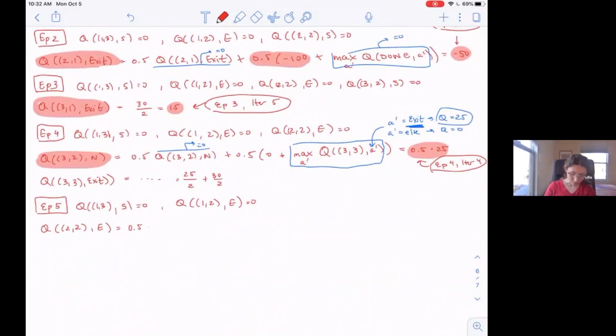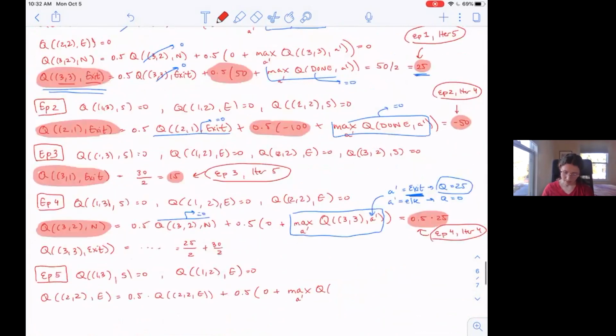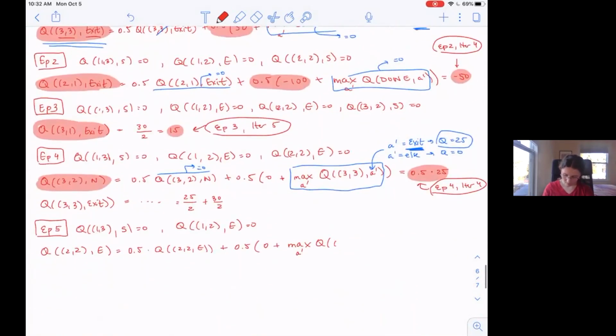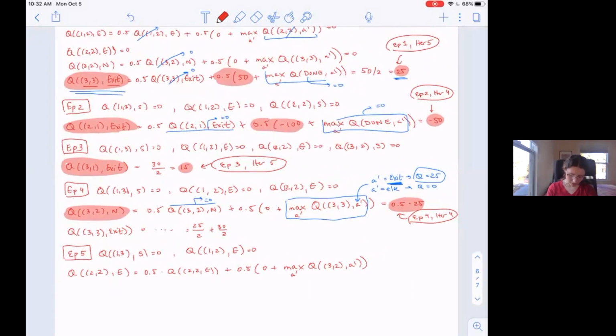So let's write down 0.5 times our old Q value at 2, 2 east, plus 0.5 times our immediate reward is just 0, plus max over the Q value at the next state, which the next state here is going to be 3, 2. So 3, 2, A prime. Well, so far, we've never updated Q of 2, 2 east to be anything interesting, so it's just going to be equal to 0.